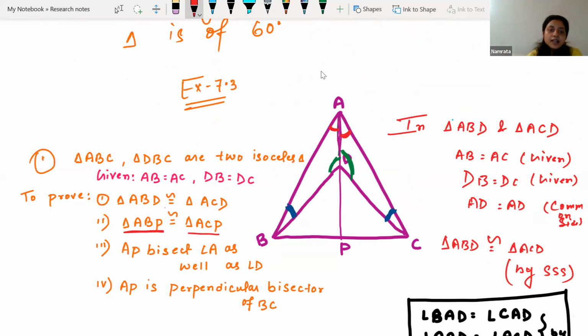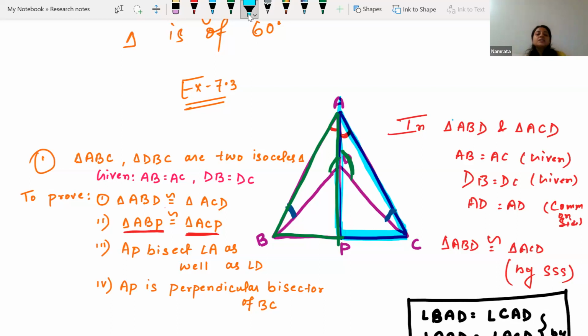triangle ABP and triangle ACP. Let me mark both triangles now. ABP, I'm talking about this green triangle, and that sky triangle, A, C, and P. Okay, this is what we are going to talk about, the green one and the sky one. Total green one, total sky one.